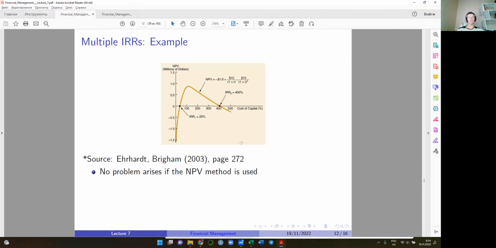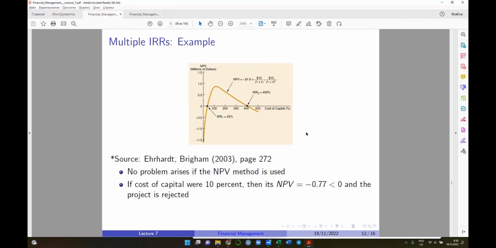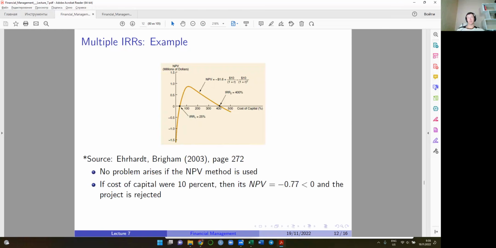So no problem arises if NPV is used. We just take the cost of capital, compute NPV, and we know that for any cost of capital between 25 and 400, NPV is going to be positive, and we are going to accept this project. If the cost of capital is, for example, 10%, NPV is negative and the project is rejected. If the cost of capital is 100%, NPV is positive and the project is accepted. It's very simple. But we have multiple internal rates of return, and we are in trouble. We are not able to interpret the situation.